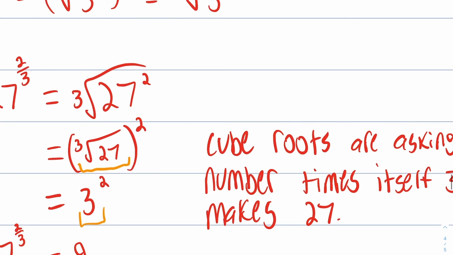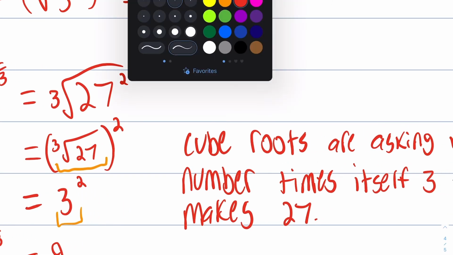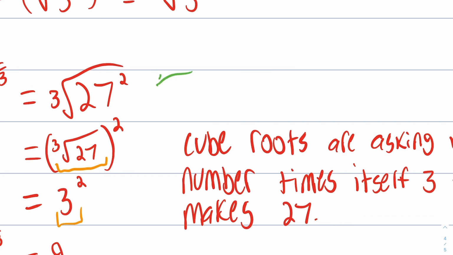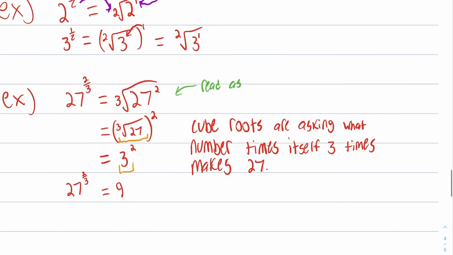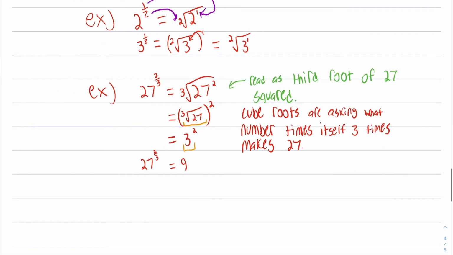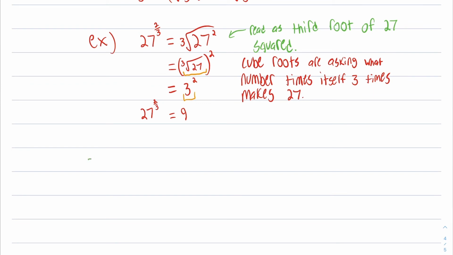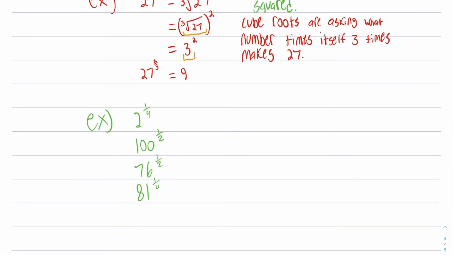So let's go ahead and write that in our notes too. This is read as the third root of 27 squared. Let me do a few more examples, and you can do them with me.